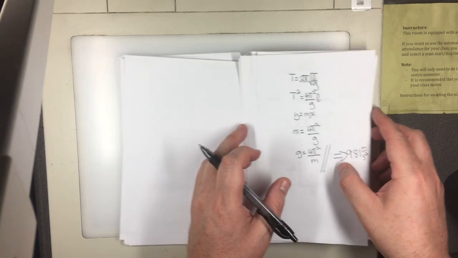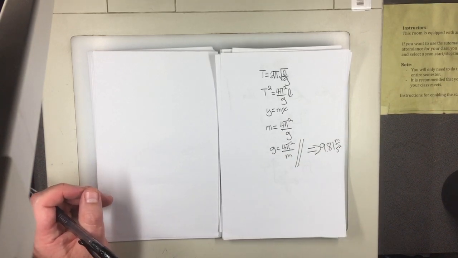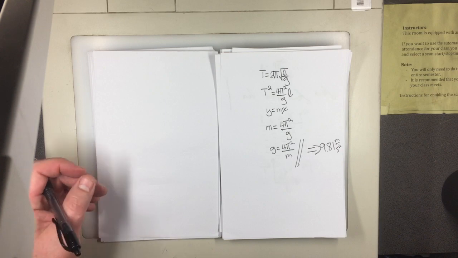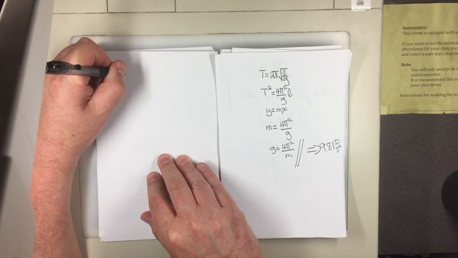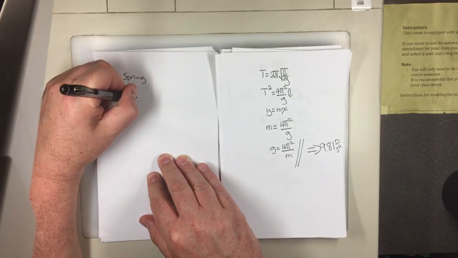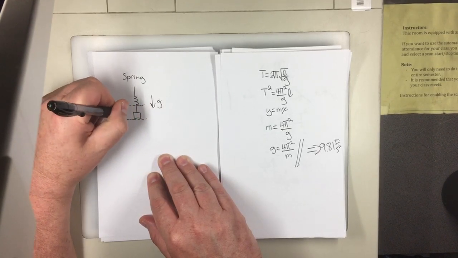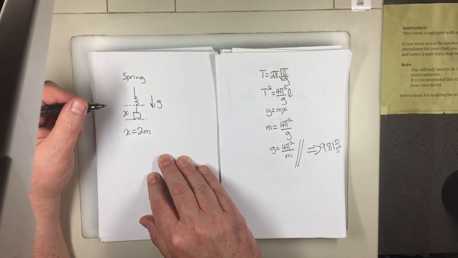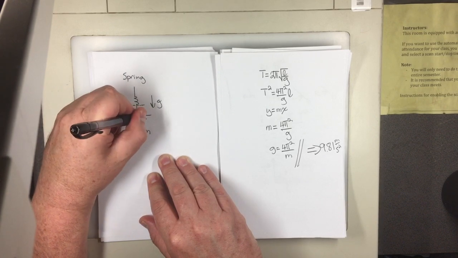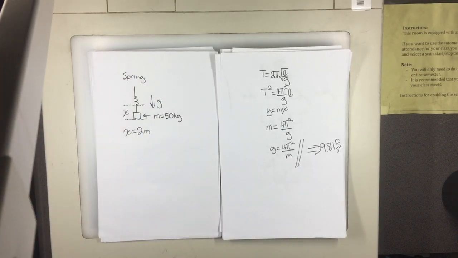So let's do this. Think of a problem. So you have a spring. That spring, from its rest position on Earth, that x is 2 meters, and that mass is 50 kilograms. So you have a spring, it's hanging in gravity. The mass at the end of the spring is 50 kilograms, its stretch distance is 2 meters.